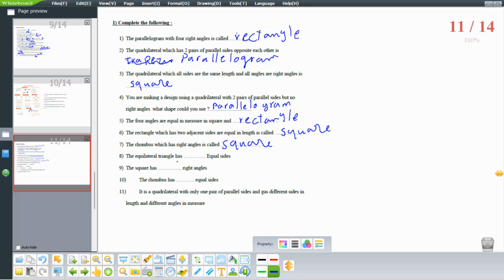The equilateral triangle has 3 equal sides. The square has how many right angles? 4 right angles. The rhombus has 4 equal sides. It is a quadrilateral with only 1 pair of parallel sides. Who has 1 pair of parallel sides? Trapezium.